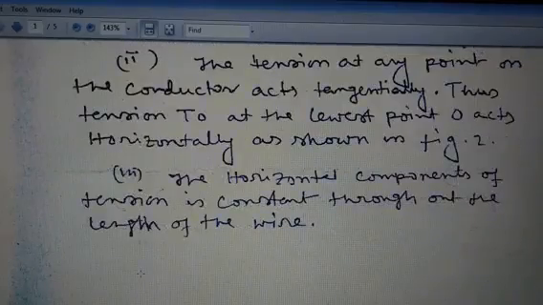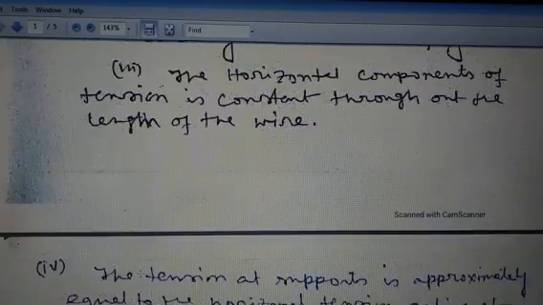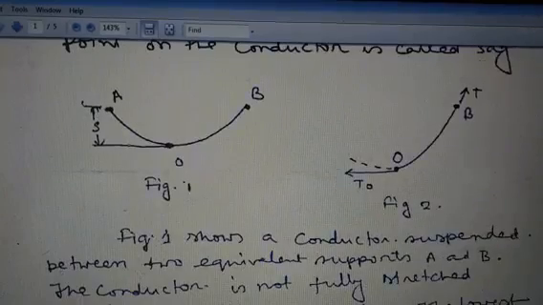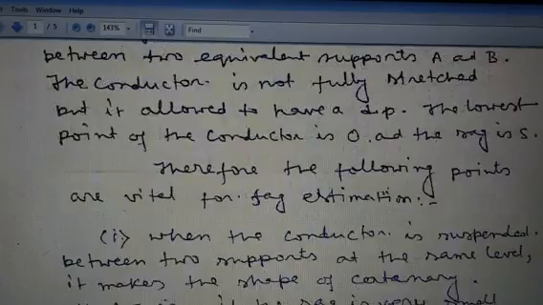Next point, the horizontal component of tension is constant throughout the length of the wire. Next point, the tension at supports is approximately equal to the horizontal tension acting at the lowest point on the wire. Thus, if T is the tension at the support B, then T equals T0. So in this figure, this is T and this is T0, the tension.